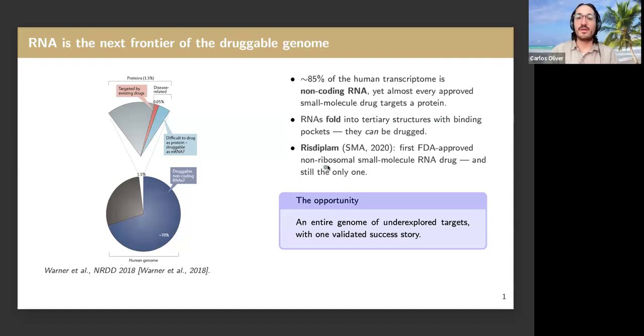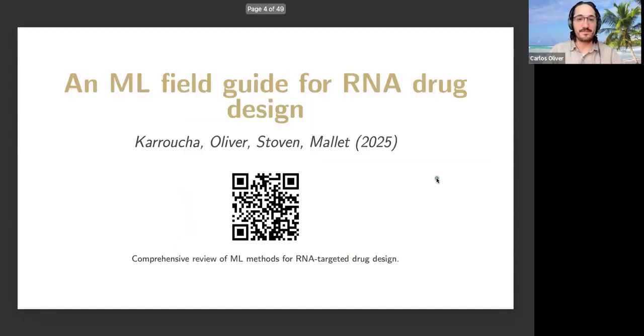For now, we've only seen one FDA-approved small molecule drug against RNA called risdiplam, approved in 2020, and it's a molecule that targets a non-ribosomal RNA, which corrects a splicing defect in a neurodevelopmental disease. So this is the first hint that this mission, this whole challenge, is viable. And now we're trying to take this further so that we can better tackle more diseases.